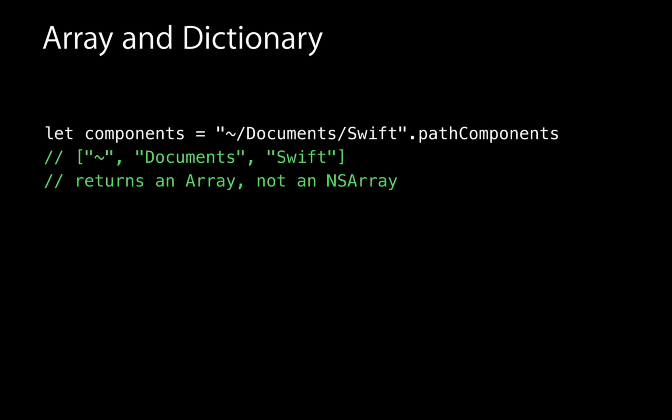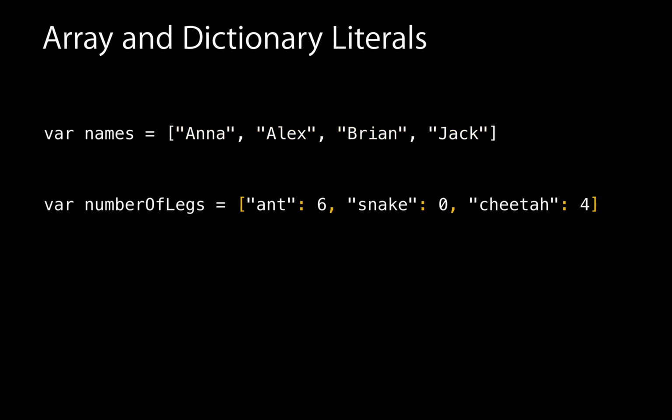Now, the easiest way to create a new collection is with a literal. And array and dictionary literals in Swift are very familiar from Objective-C. Arrays are just square brackets around the edge, commas between the items. Here, we have an array of 4 string values, 4 names. Dictionary literals, also very familiar. Colons between the keys and values, commas between the key-value pairs, square brackets around the edge.